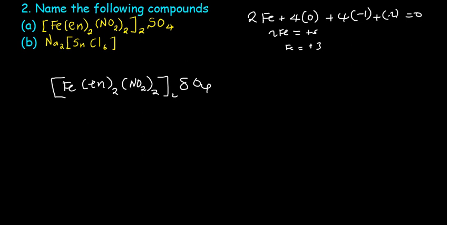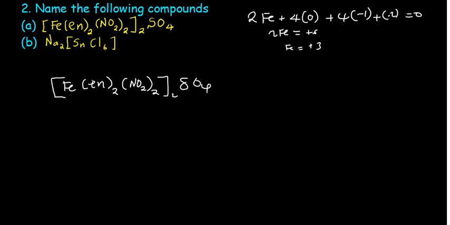So therefore the name, now we always start with the ligand. The ligand in this case is ethylene diamine. Now we have got 2 of them, so we are supposed to name it as di. But because it is already a complex name, ethylene diamine, there is already di inside. So we'll not name it as di.